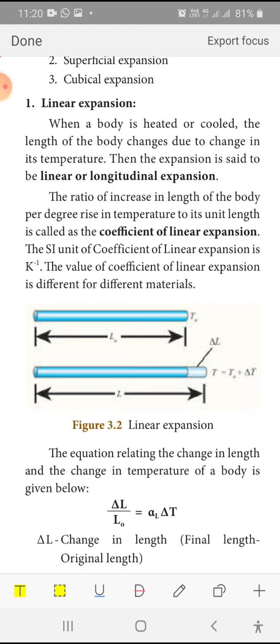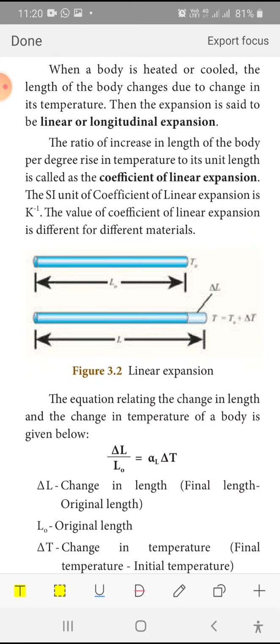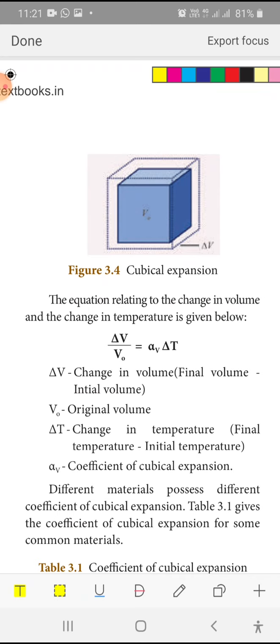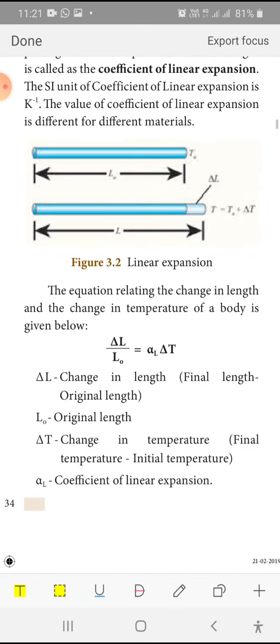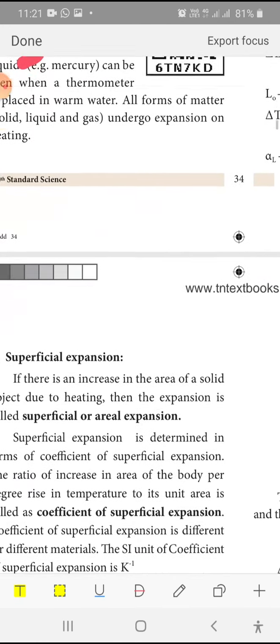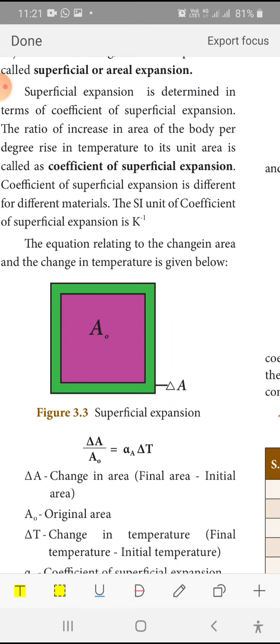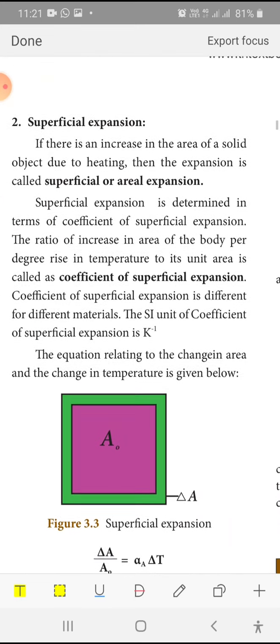In the same way, you can say it for areal expansion. Superficial expansion is otherwise called areal expansion. Cubical expansion is otherwise called volume expansion. You just alter the formula. Areal means instead of L you use A. Del A by A naught is equal to alpha A or S into del T. Del A is change in area, A naught is original area, del T is change in temperature, and alpha A is the coefficient of areal or superficial expansion.